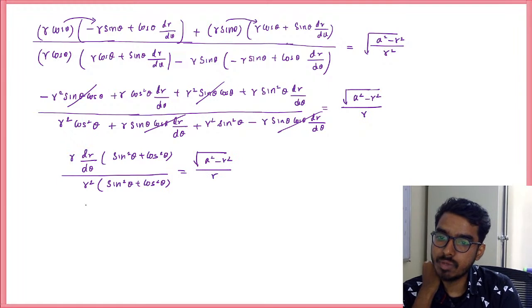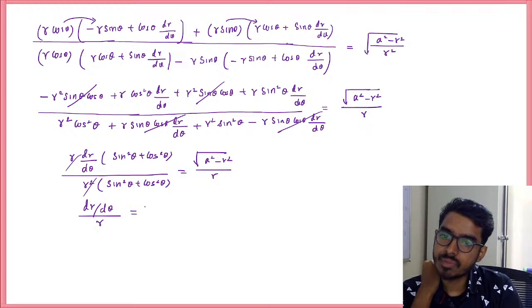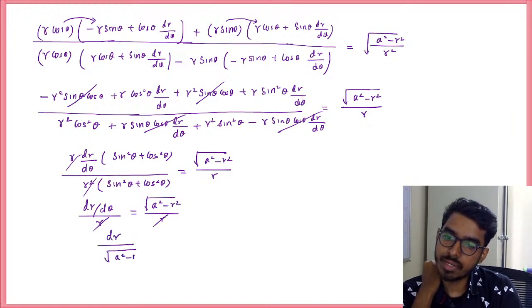This will be 1, this will be 1. This 1 r will get cancelled. So we have dr by d theta divided by r is equal to root of a square minus r square by r. Again this r will get cancelled. So we have dr divided by root of a square minus r square is equal to d theta.